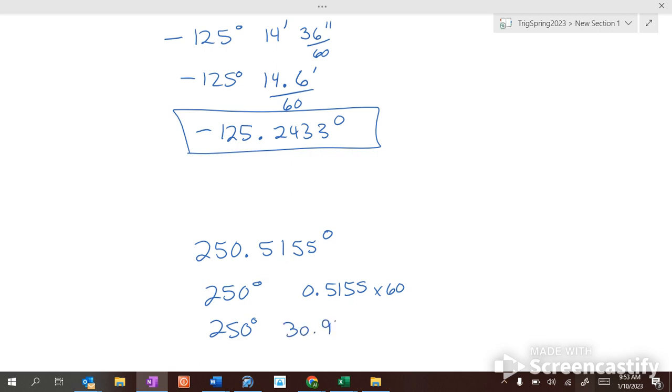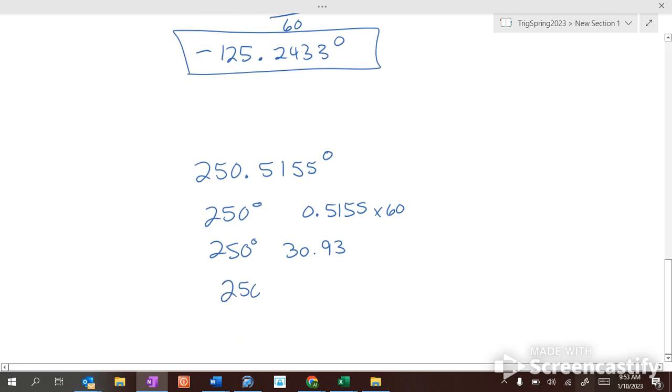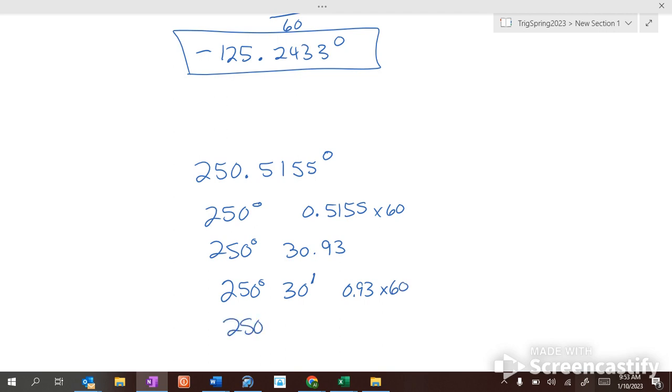30.9 what? Okay. Which means we have 250 degrees, 30 minutes, and 0.93 times 60 seconds. So it's 250 degrees, 30 minutes, and let's go to the nearest second. Let's not put any decimal on the seconds. So how many seconds would that be? 54 or 55? 55 seconds. Do we need another example of that, or are we good? Should be good with that.